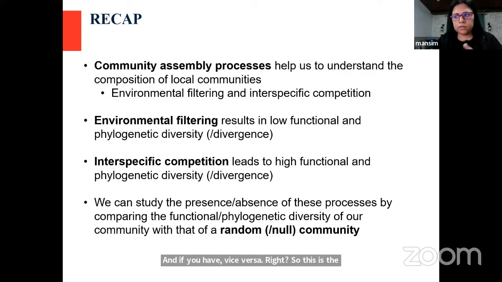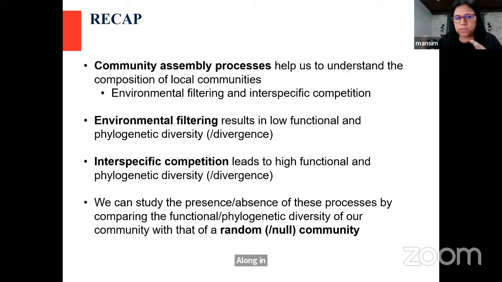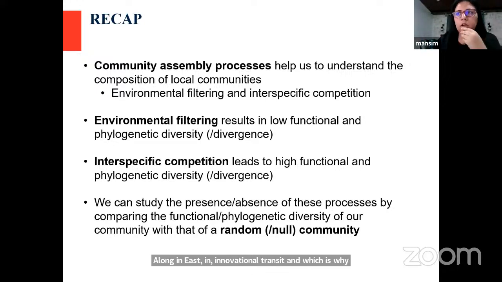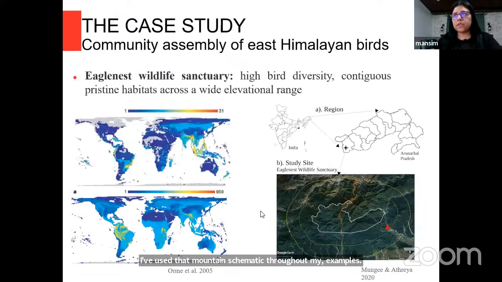This is entirely the background of the case study that I'm about to discuss. So what I studied during my PhD, and actually an extension to my PhD, was how community assembly processes, specifically environmental filtering and interspecific competition, change with elevation along an East Himalayan elevational transect, and which is why I've used that mountain schematic throughout my examples. So this study that I'm talking about was done in a small region in Arunachal Pradesh in Northeast India, in a region known as Eagle Nest Wildlife Sanctuary.